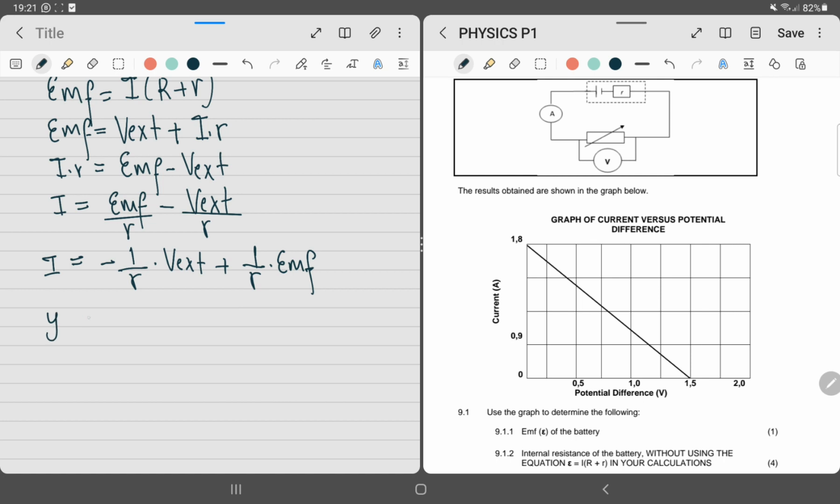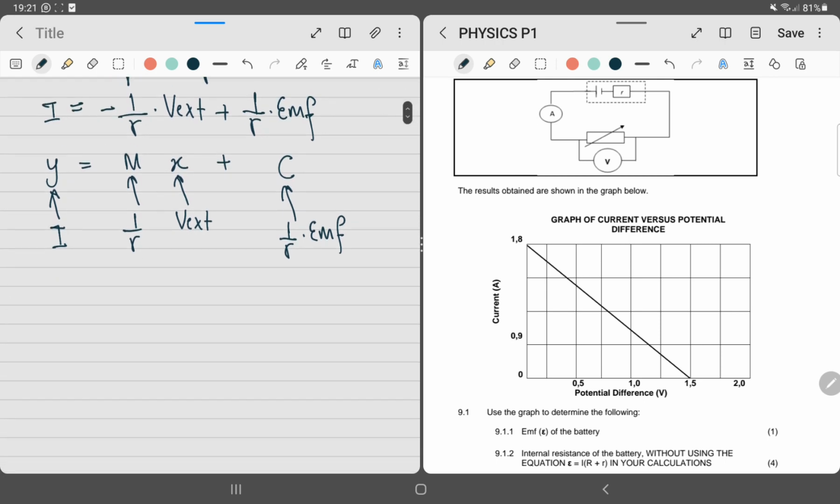So now we have y equals mx plus c. On our y-axis we have the current. So it means that our gradient is the inverse of the internal resistance. On the x-axis we have V external, and then the y-intercept should be 1 over R multiplied by the EMF. So that's what we have.